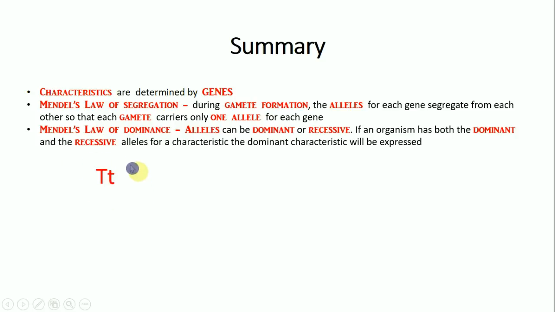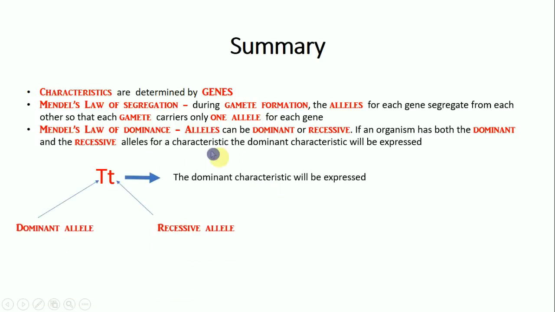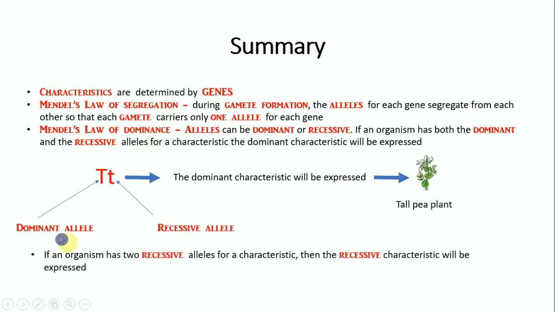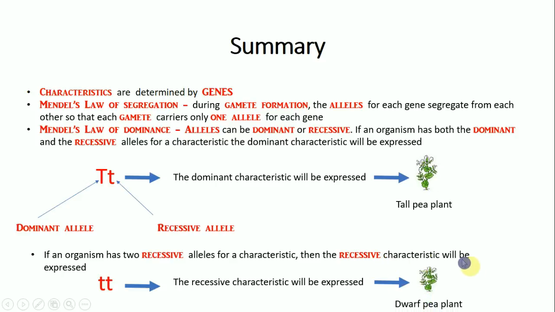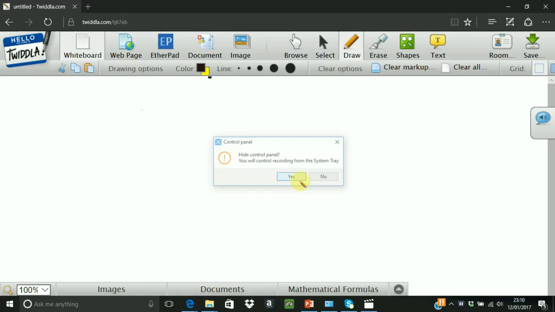So this is the case here, where we have both a dominant and a recessive allele, and that means that the dominant characteristic will be expressed and we'll have tall pea plants. If an organism has 2 recessive alleles for a characteristic, then the recessive characteristic will be expressed. So with 2 recessive alleles, we'll have dwarf pea plants. The only chance of a recessive characteristic to be expressed is where the 2 recessive alleles are together.